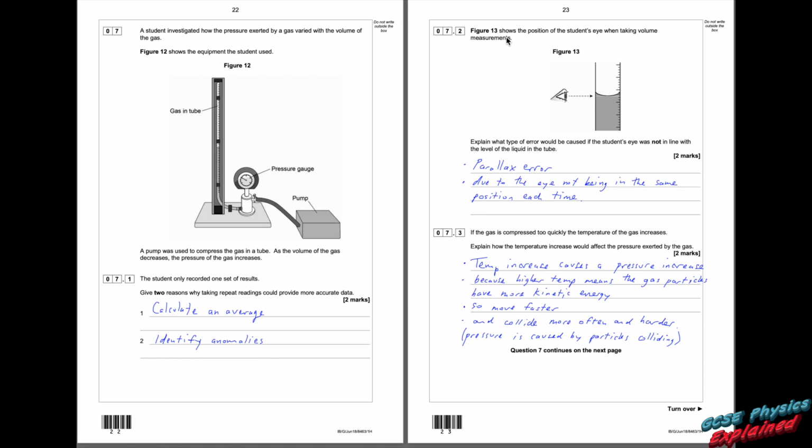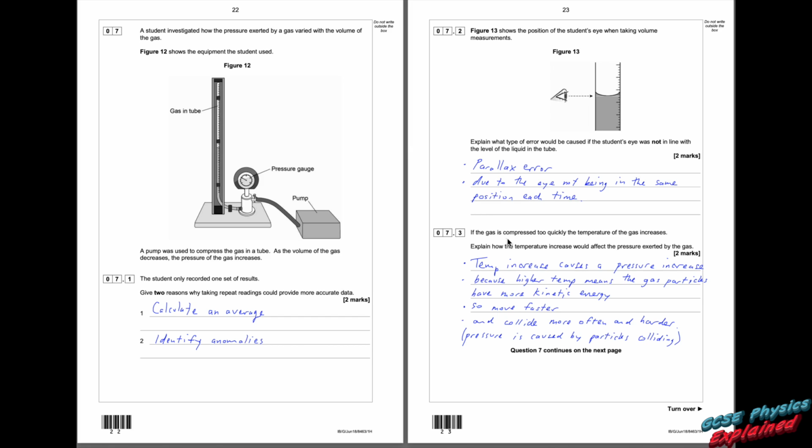Part 2. Figure 13 shows the position of the student's eye when taking volume measurements. Explain what type of error could be caused if the student's eye was not in line with the level of the liquid in the tube. Now, that's what we call a parallax error, where things in the distance move slower than things that are close to you. And that parallax error will be due to the eye not being in the same position each time, right? You're not just taking one measurement, you're taking measurements. So that might move up to there next time, so you need to move your eye up to there as well.